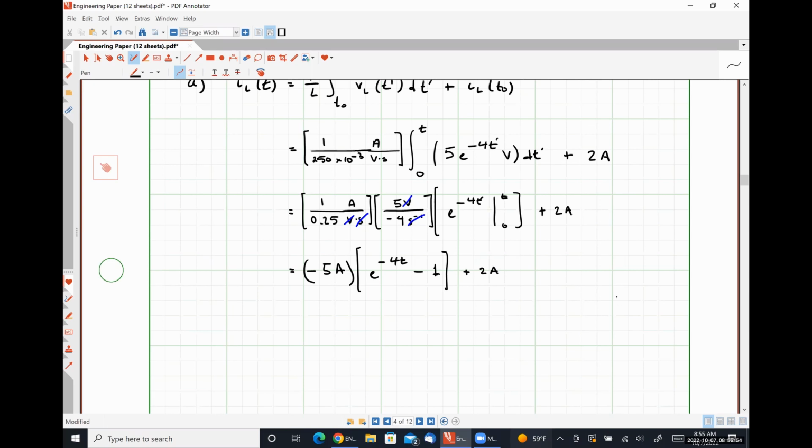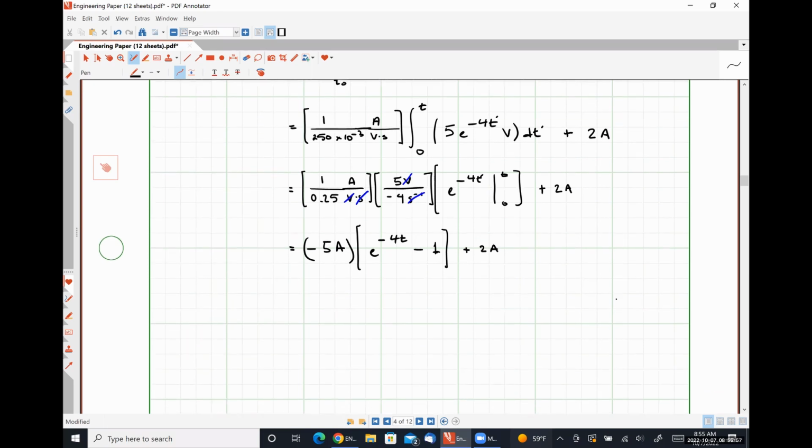Plus 2 amps. And now we can effectively combine like terms. So we have -5 amps times -1, so it's going to be +5 plus 2 amps. So this looks like 7 amps minus 5e to the minus 4t amps. So this is what our voltage looks like. Excuse me, our current looks like. Obviously a current because it has units of amps. Okay. So as a function of time, this is what we got.